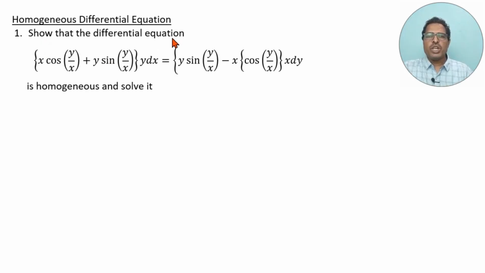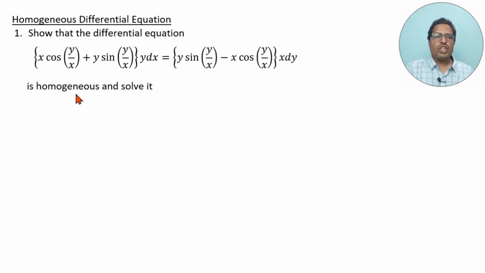So the question is, show that the differential equation (x cos(y/x) + y sin(y/x)) y dx = (y sin(y/x) - x cos(y/x)) x dy is homogeneous, and solve it.